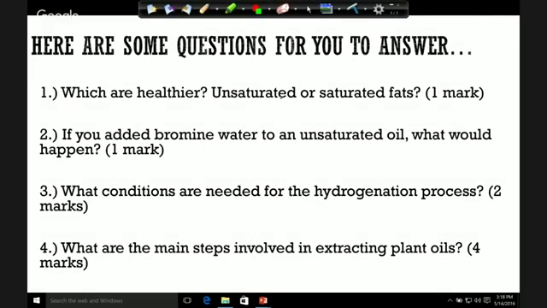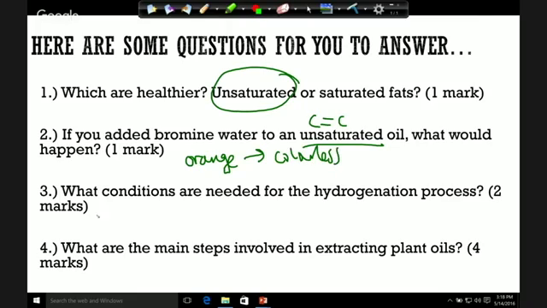It says, which are healthier, unsaturated or saturated? It's the unsaturated that are healthier. If you add bromine water to an unsaturated oil, what would happen? Well, if you remember, unsaturated oils have double bonds in them. So if you add bromine water, the water will turn from orange to colourless. Third question, what conditions are needed for the hydrogenation process?